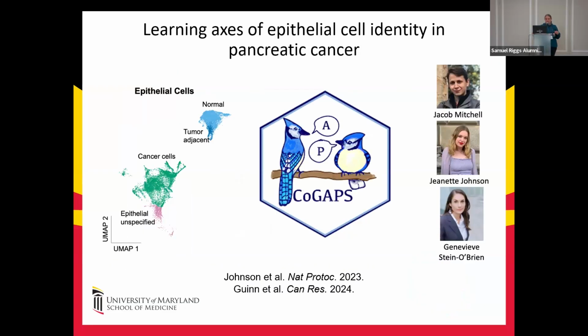So what we sought to do is say, okay, let's just start with the tumor cells. Can we see what types of transitions we observe as a cell goes from being normal ductal to tumor? And how does that change if it's a tumor adjacent normal cell relative to a true normal cell? So we took this population of tumor cells, in work led by Jacob Mitchell and Jeanette Johnson, who's sitting in the back of the room here, and started to say, okay, can we apply this matrix factorization approach to understand these transitions?